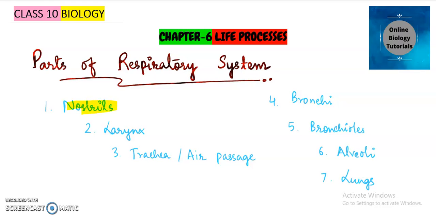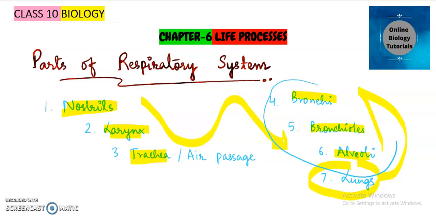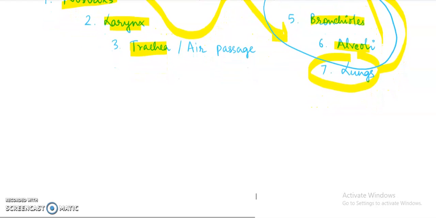We have a pair of nostrils through which we breathe, right? Then air goes into the larynx, then trachea, then bronchi, bronchioles and alveoli. So everything has been written in serial order, and ultimately in the lungs, these three parts are included. Which three parts? Bronchi, bronchioles and alveoli. Now we will be observing a diagram for it so that it becomes easy for you.